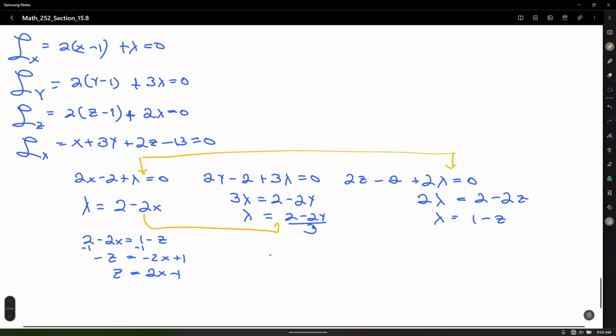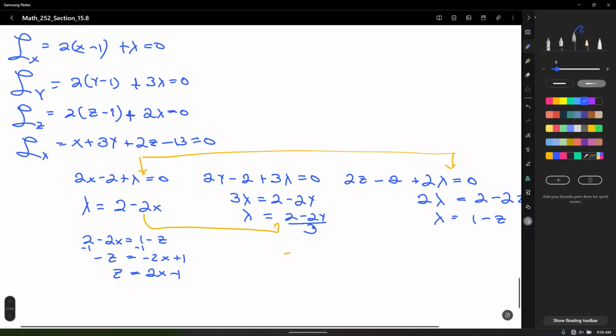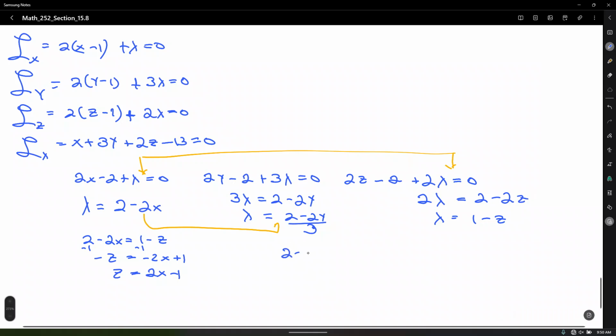Okay, so 2 minus 2y equals... oh wait, 2x equals 2 minus 2y over 3. This is really over 1. Cross multiply to get 3 times 2 minus 2x equals 2 minus 2y. That is 6 minus 6x equals 2 minus 2y.